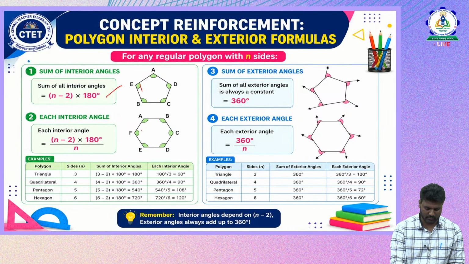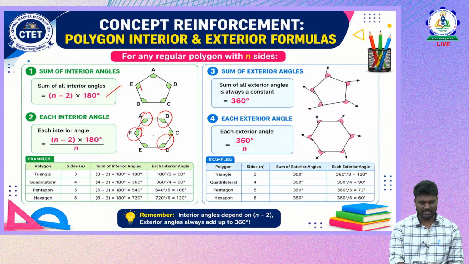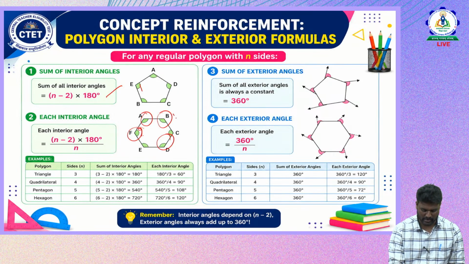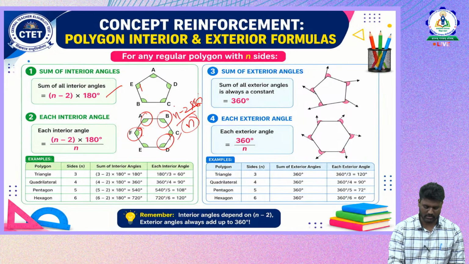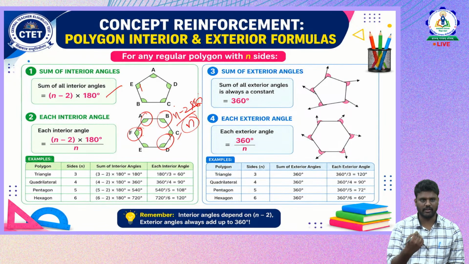But if you want to identify the value of each interior angle, like for interior angle A, interior angle B, interior angle C, D, in such cases, in order to identify each interior angle, we use the formula (n minus 2) into 180 degrees by n, where n is the number of sides of the given regular polygon.